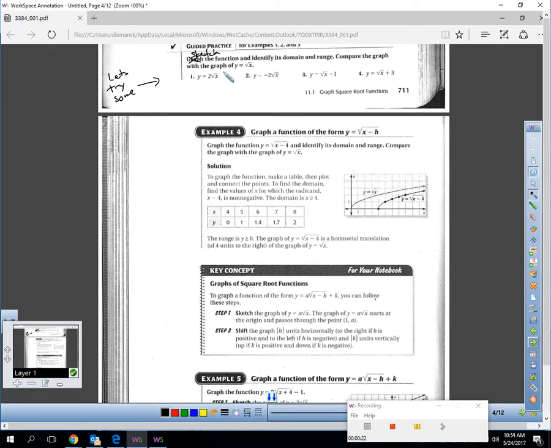Let's actually apply that in some practice right now. Let's try number 1. We want to sketch this function and identify its domain and range, and we want to compare this graph with the graph of the parent function. Now remember, the word compare means we have to compare two things: where do they start and how do they open? So two sentences.